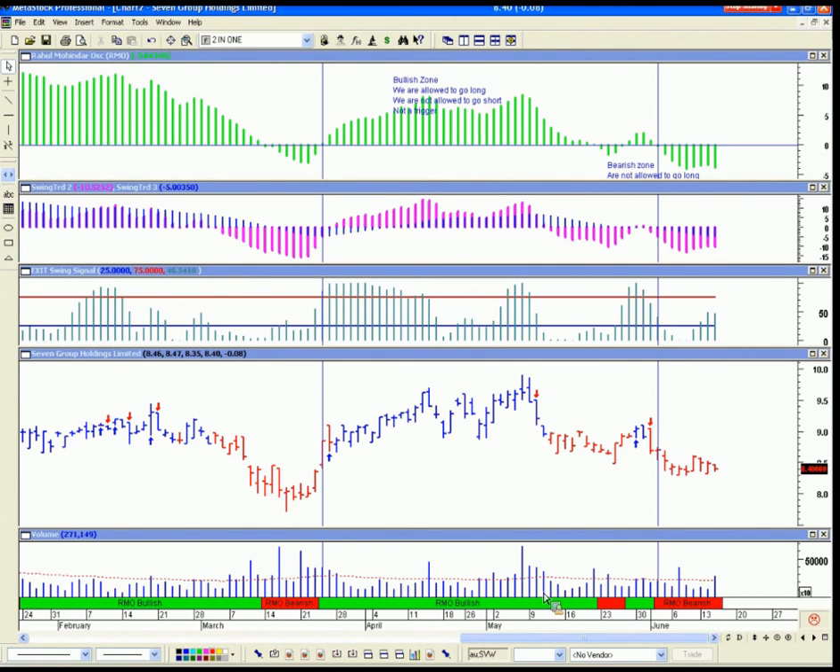If you guys have any questions too, George asks, what's the difference between the template and the expert? George, that's a very good question.